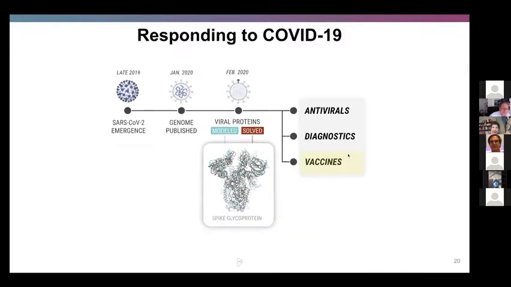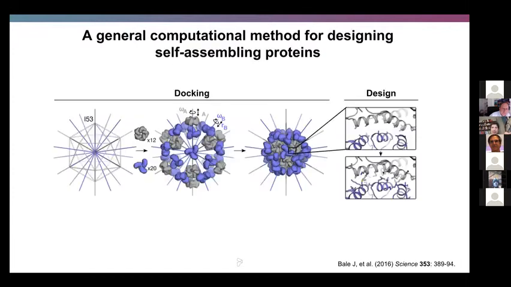The final area I'll tell you about is vaccines. We've been working for a number of years on methods for designing self-assembling protein systems. The basic idea here is illustrating the design of icosahedral structures. We start with protein objects of 5-fold and 3-fold symmetry, and we put them on the 5-fold and 3-fold symmetry axes of an icosahedron. Then there are basically 2 degrees of freedom for each one. They can spin around their symmetry axis or move in and out, and that preserves icosahedral symmetry.